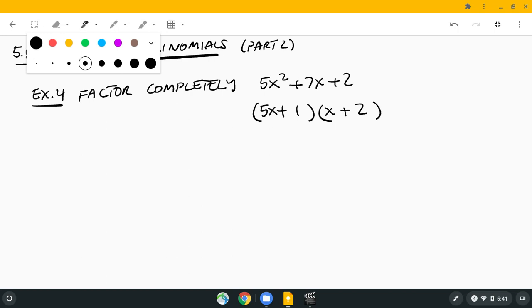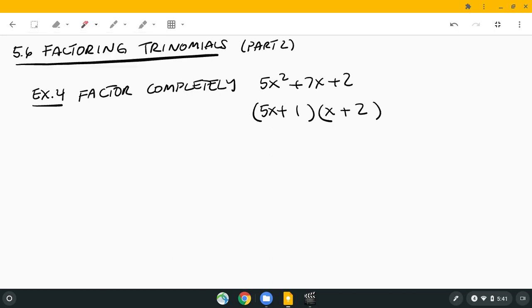Let's check our middle term. We do the outside product, and we get positive 10x. And the inside product is positive 1x, giving a total of positive 11x, which is more than what we want for our middle term. We only have 1 and 2 to choose from, so it didn't work. You might be asking, if that doesn't work, what do we try next, because there's nothing left on our list?